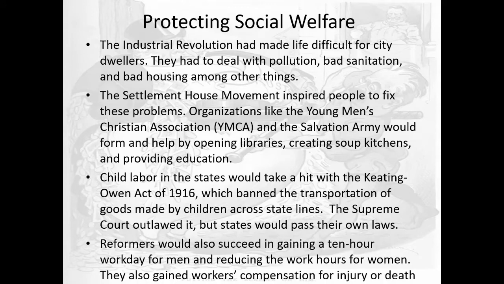Reformers would also succeed in gaining a 10-hour workday for men, reducing the work hours for women. They also gained workers' compensation for injury or death. And these are things that we would imagine would be common in the workplace today. You would have these things when you sign on. But in the late 1800s, early 1900s, they were not common. And hours would run much longer for people. And there was no such thing as workers' compensation.